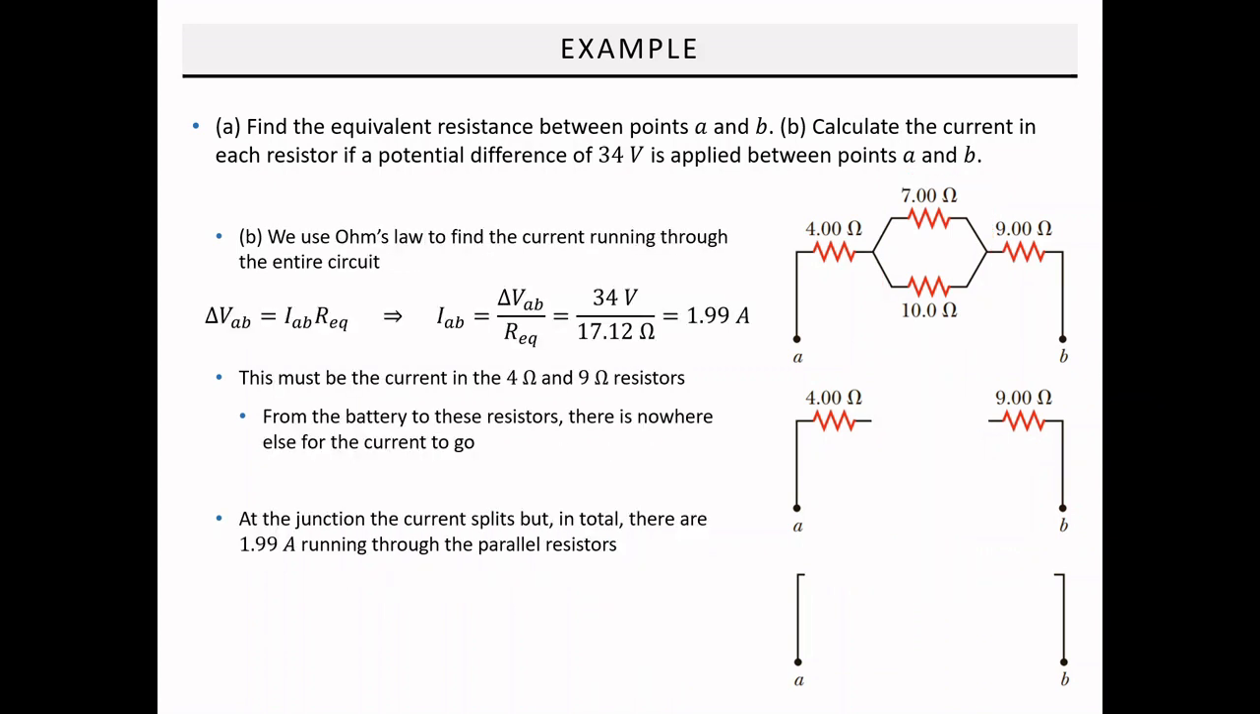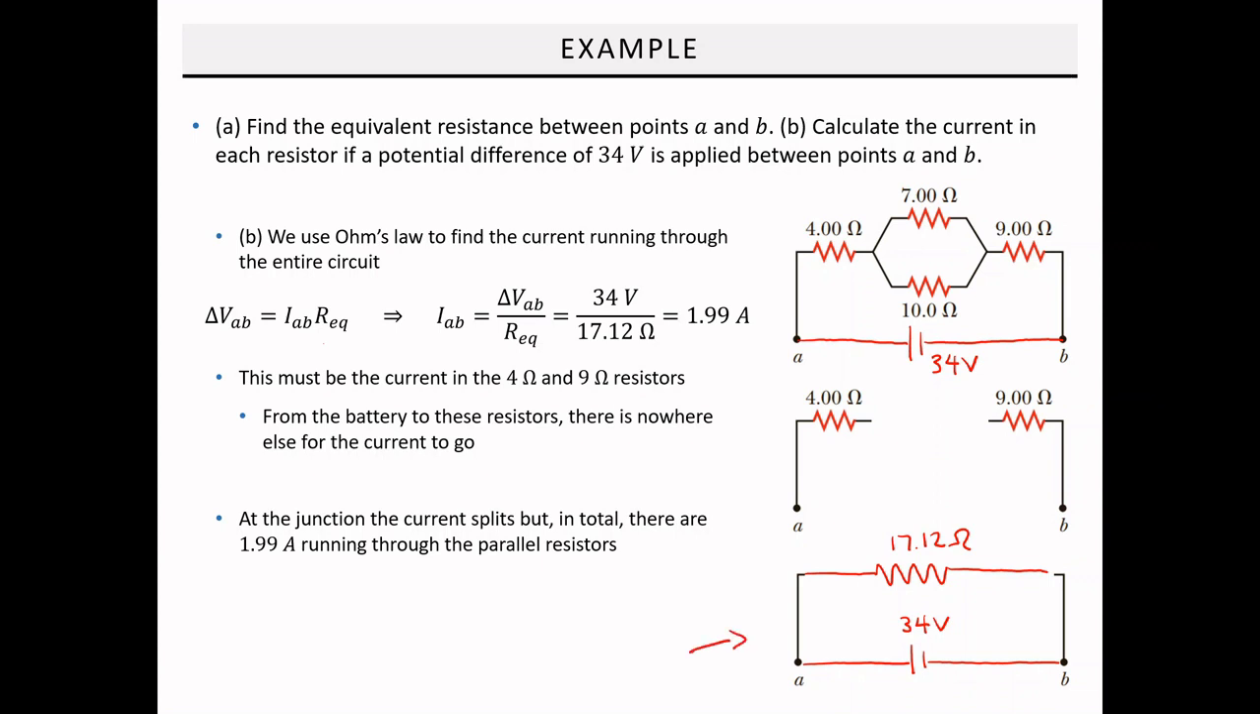For part B, we are asked to apply a potential difference of 34 volts between points A and point B, so we can imagine that there's just a battery connecting them. And we will use that reduced circuit that we found on the previous slide. So this circuit at the bottom is the one that we're actually going to be working with, at least to start.